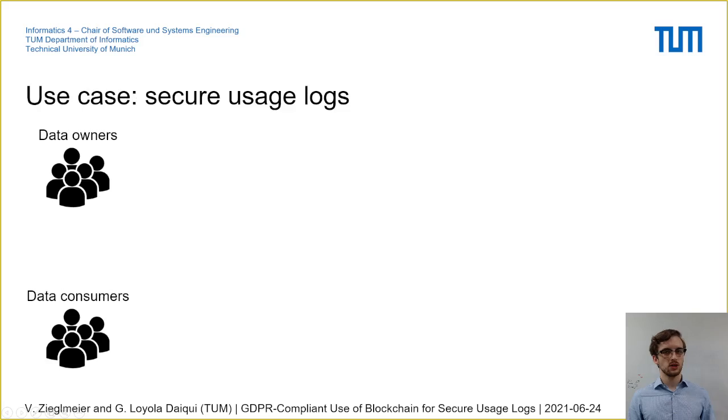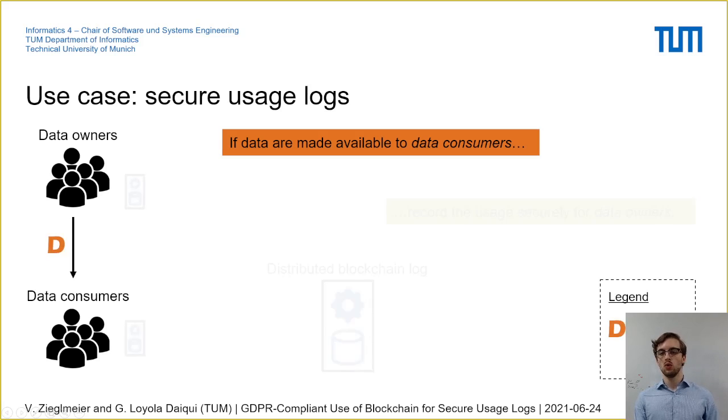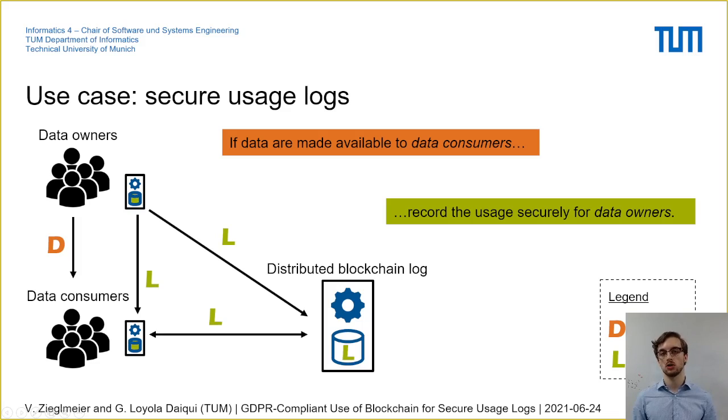We'll get started with our use case: secure usage logs. Now data owners and data consumers in our use case want to exchange a datum, right? A data owner wants to share a datum with the data consumer, and if data are made available to data consumers, we want to record securely the usage for data owners. And we use a distributed blockchain log for that, which you can see here symbolically. Now this usage is logged and exchanged in the network.